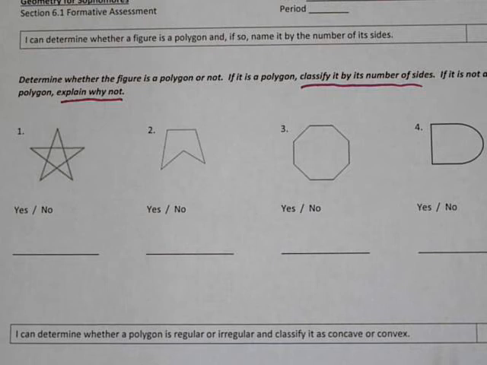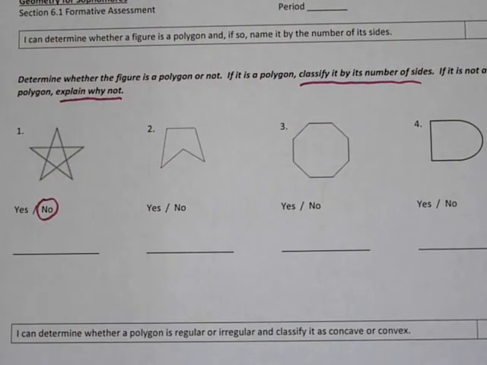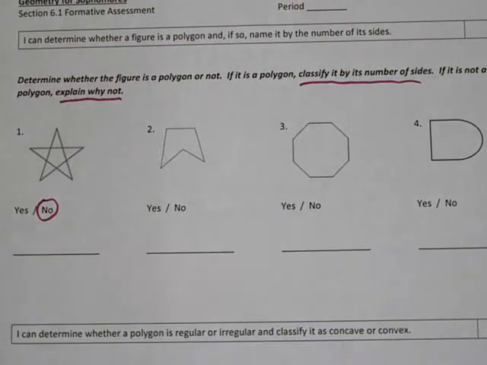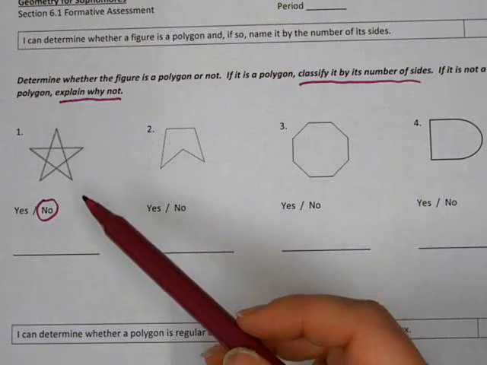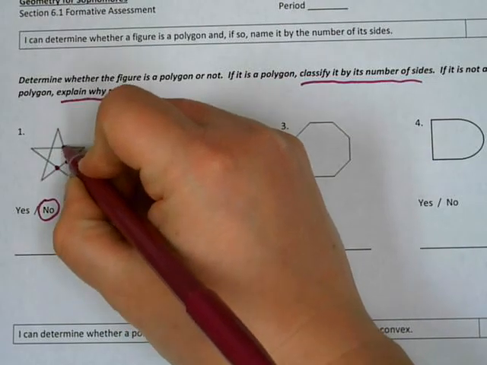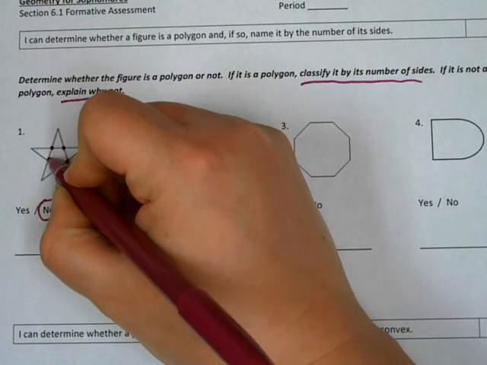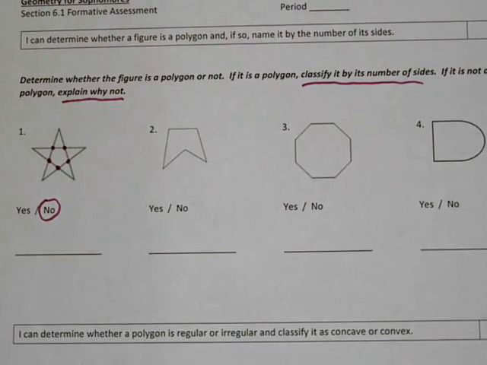All right, so for question 1, the answer was no. You have to remember that a polygon needs to be a closed figure, and the sides of the polygon, those segments, have to only meet at the endpoints. Well, we can clearly see that these sides are crossing at more than just the endpoints. They're crossing at all of these points on the inside here, and that makes it not a polygon.